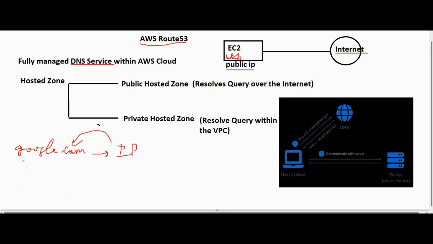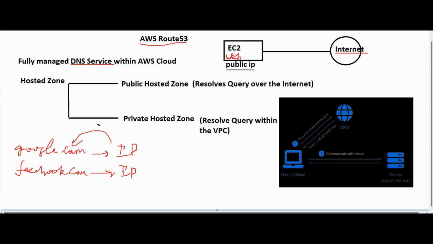For each name, for facebook.com, they will have a public IP, so that whoever is accessing google.com from the internet, it will map to the IP address, then it will send the response to the user. So this is how the domain name service works.